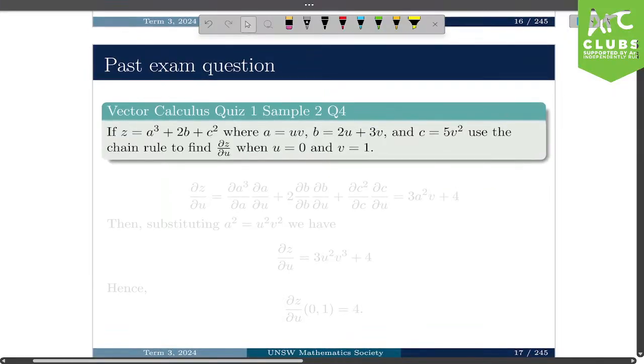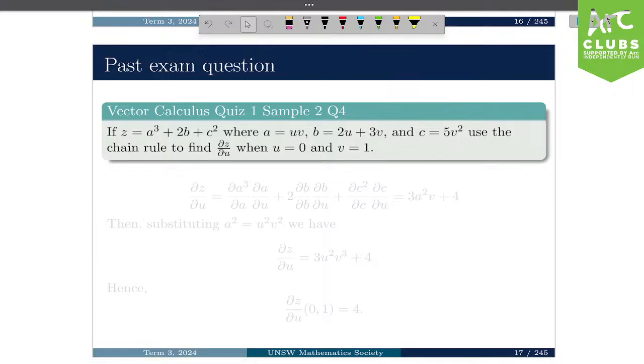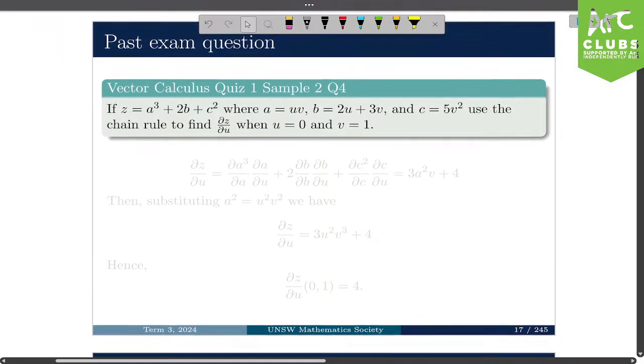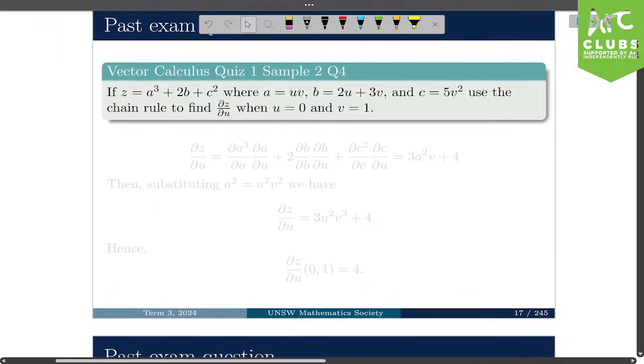Let's do another past exam question. If z is equal to a cubed plus 2b plus c squared, where a is equal to uv, b is equal to 2u plus 3v, and c is equal to 5v squared, use the chain rule to find the derivative of z with respect to u, when u is equal to 0 and v is equal to 1. And note that this is the partial derivative.